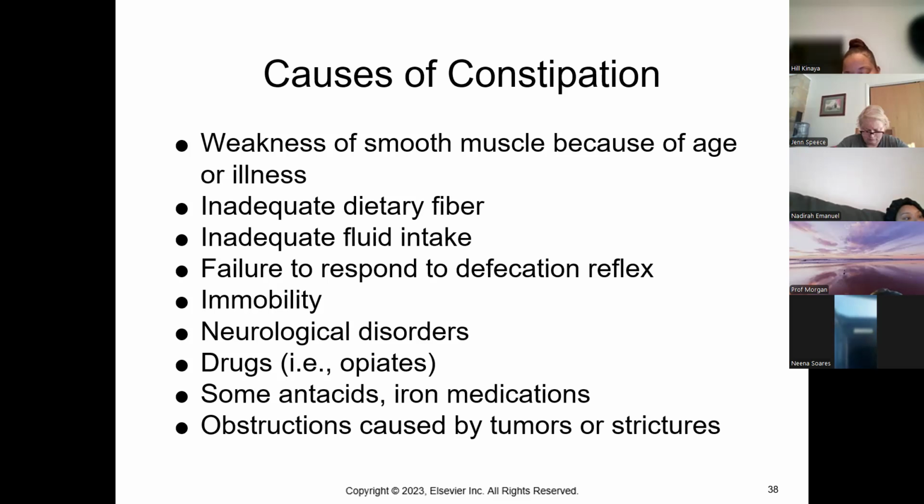So don't allow somebody to be lazy and withhold fluids from somebody, because that is only going to make more problems. It's not going to help with the incontinence. It'll probably make it worse. Failure to respond to defecation reflex.